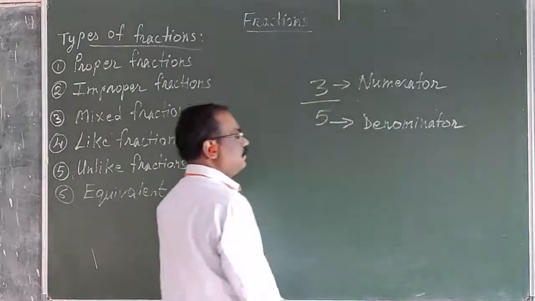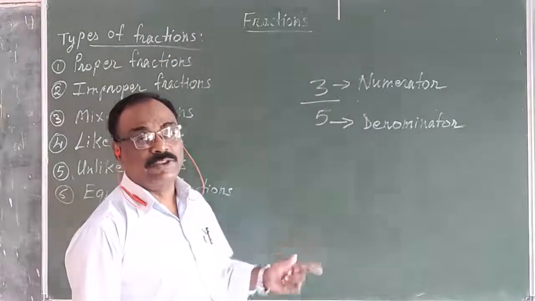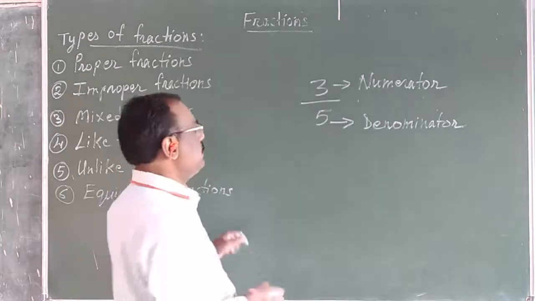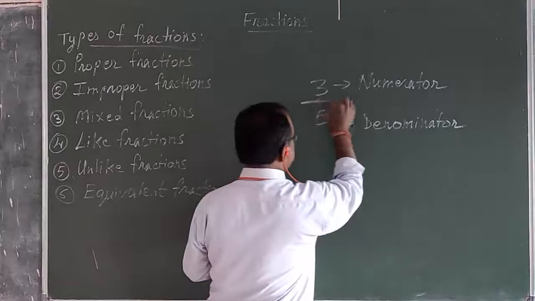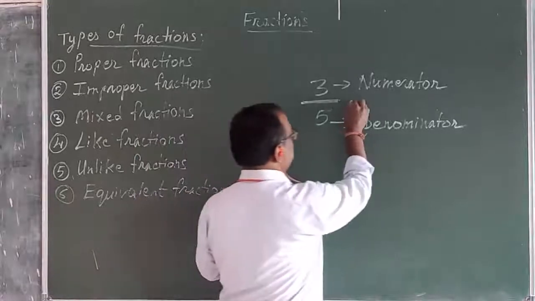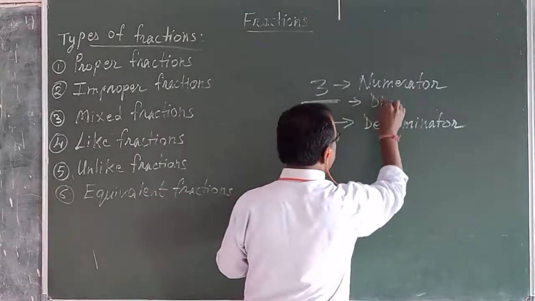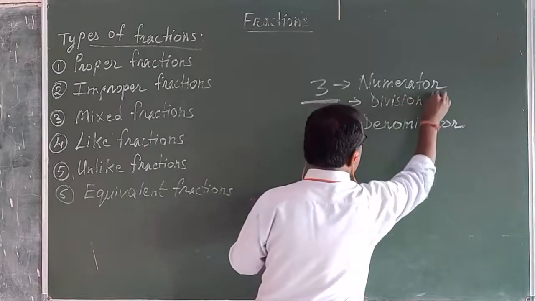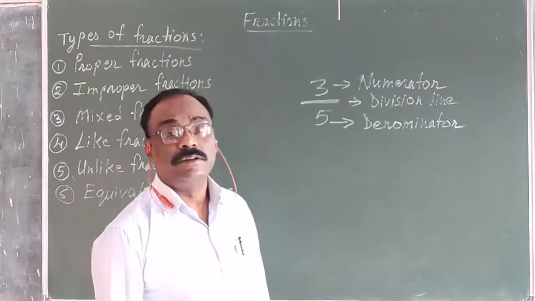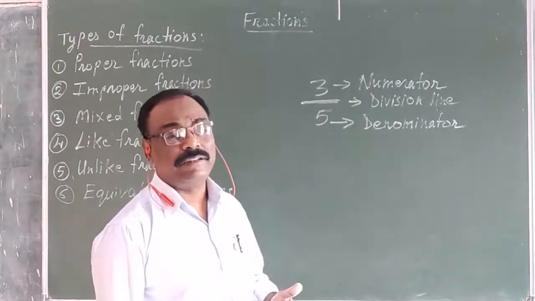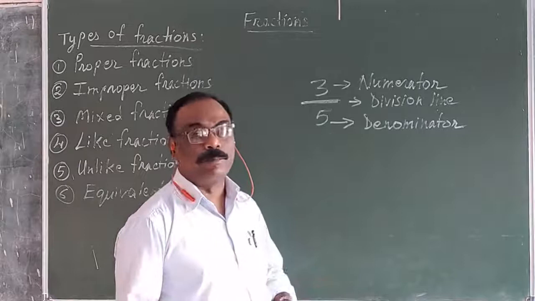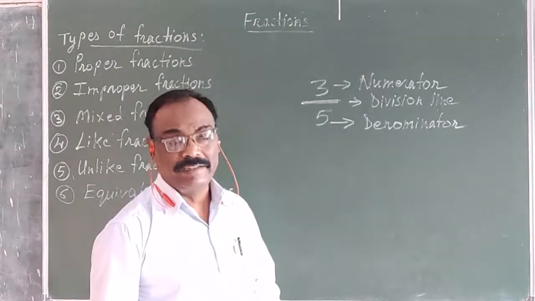So there is a name given. The upper number is known as the numerator, and the bottom number is known to be the denominator. And there is a name for this line also. This line is called the division line. So you can remember the numerator and the denominator. The line that we put is known as the division line, and the number that we write at the bottom is known as the denominator.